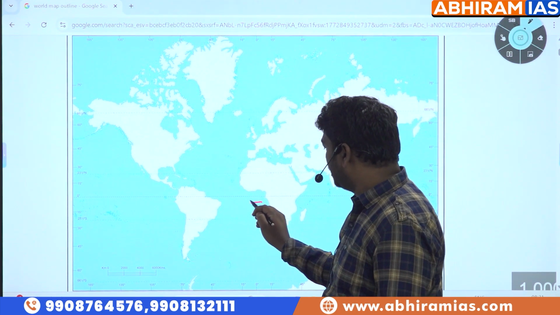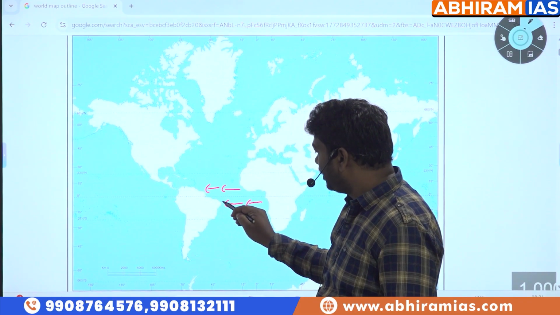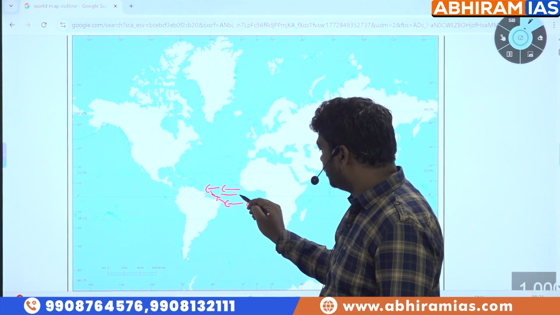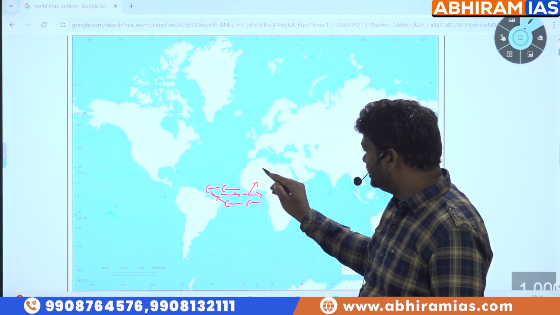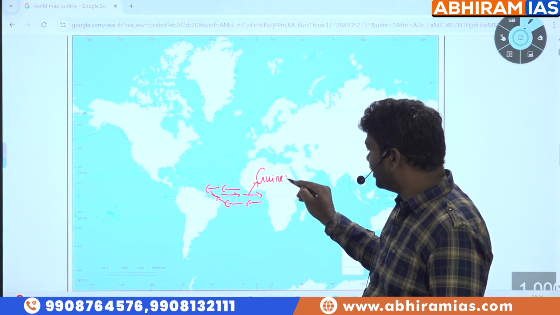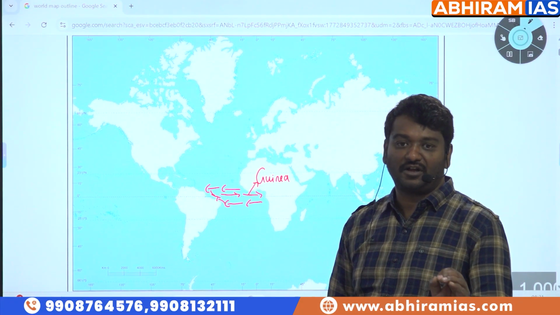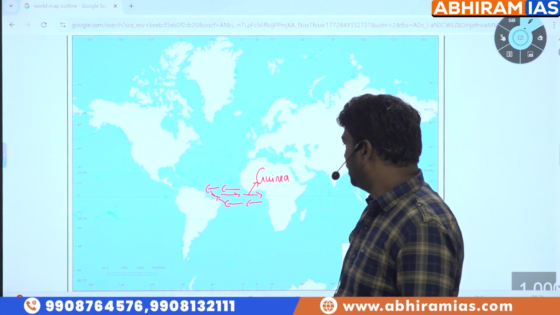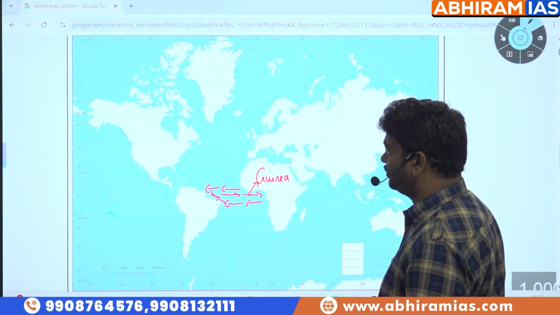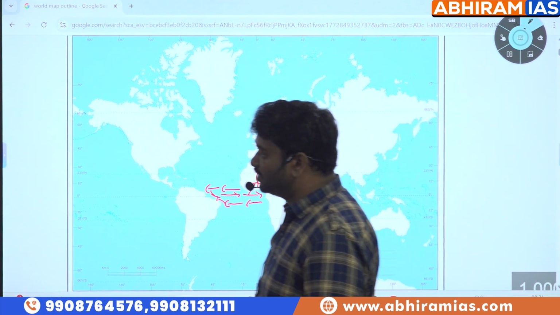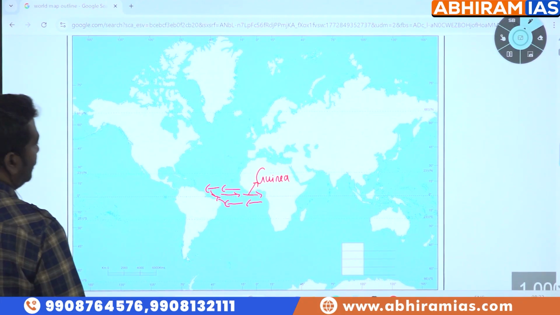Everyone see here? When it is going from west to east here and here, when they meet, the water comes like this. In Atlantic Ocean, this is called Guinea current. Counter equatorial current is known as Guinea current in Atlantic Ocean. You write that word. It is Guinea current in Atlantic Ocean.